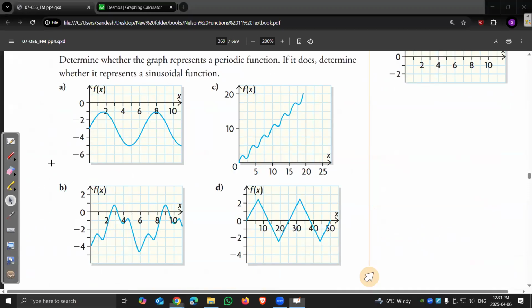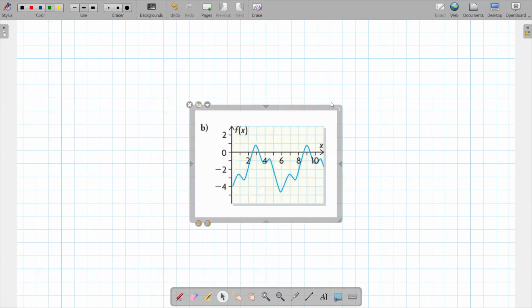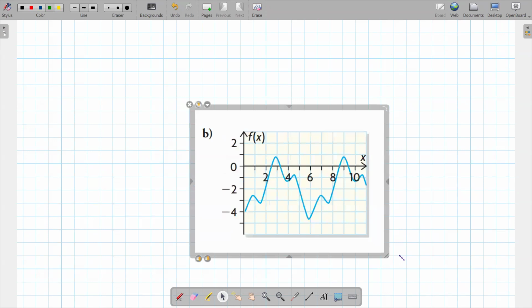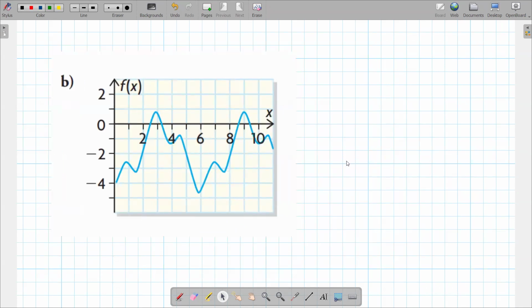Could we come up with an equation for B using that method? What do you think? Could we come up with an equation for this? Or does that method not work? Is this a sinusoidal function? Remember what sinusoidal is? It's a trig function. Is this a trig function?